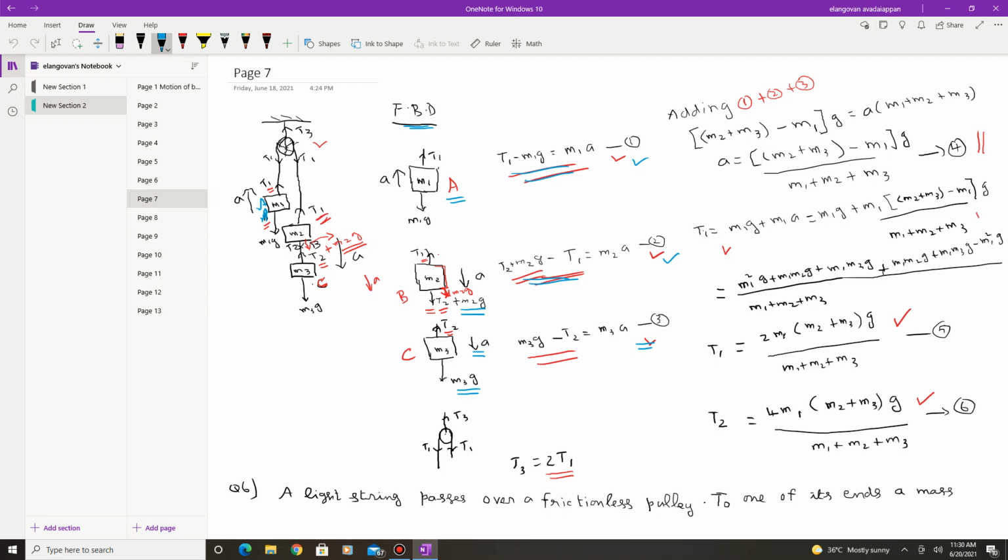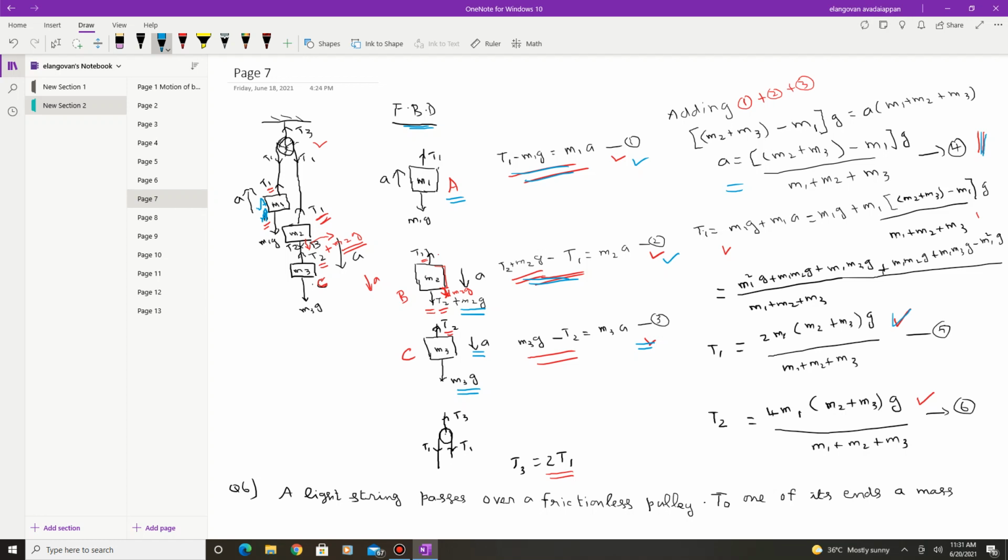The acceleration is given as m2 plus m3 minus m1 into g, whole divided by m1 plus m2 plus m3. You substitute the value of the acceleration in equation 1, T1 can be calculated, and this T1 is found to be this value. If you simplify this expression, you will find 2m1 into m2 plus m3 times g, whole divided by m1 plus m2 plus m3. So you get equation 5.